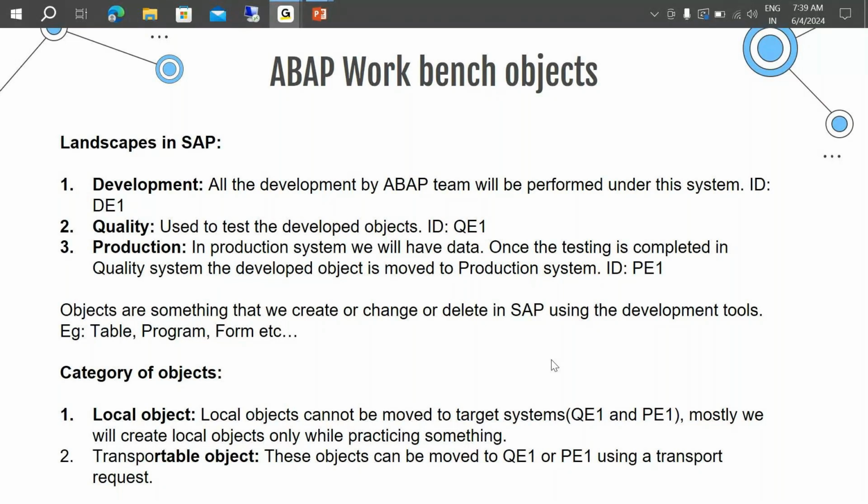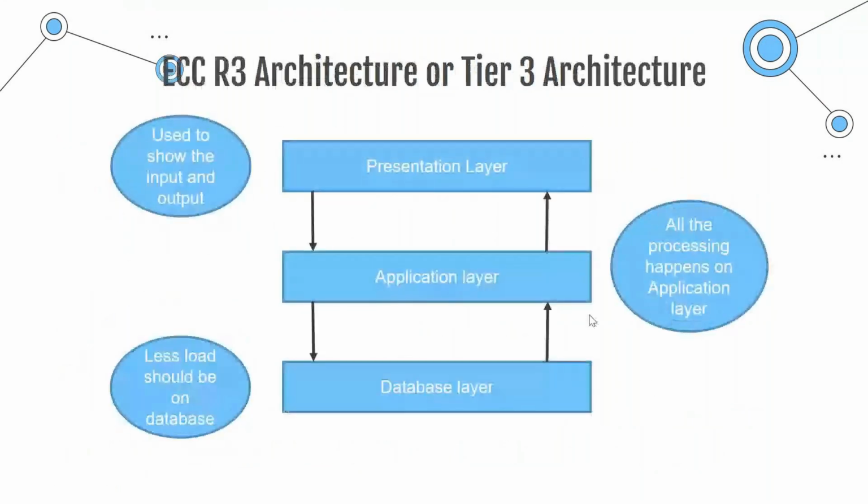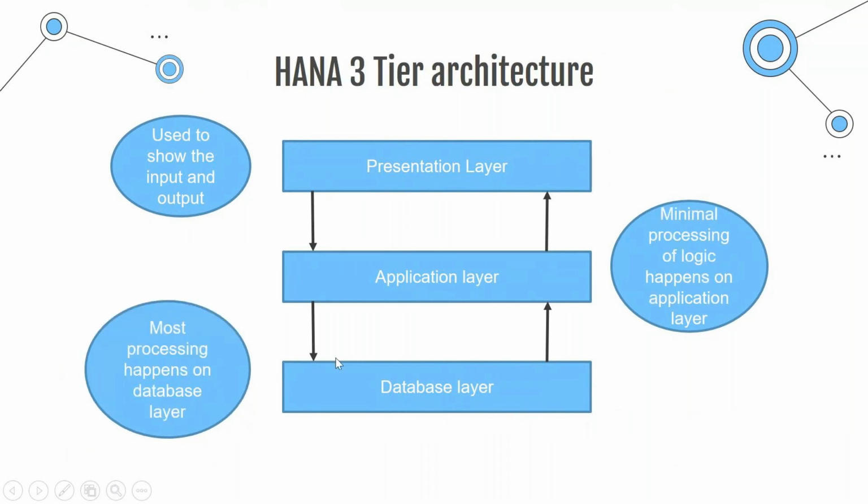In ECC, is it R2 or tier? No, in ECC also it is R3 only. See, this is the ECC system. Even here you will have tier 3 only. Tier 3 is nothing but 3 layers. So the layers will be the same in ECC or in the HANA system. It's just that your coding pattern will be a little bit different. In the ECC system we can put more load on the application layer and less load on the database layer. But here it is quite the opposite: we should put minimal load on the application layer and more load on the database layer, because the database is capable of handling large loads.